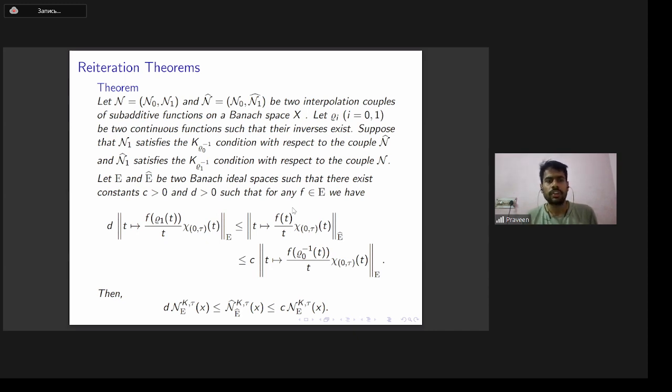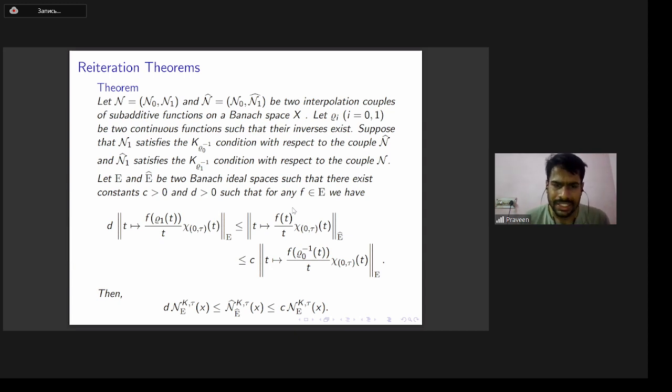So again, we are taking a pair of Banach spaces E and E hat which satisfy some kind of relation between their members: that for every f in E, there are constants C and D such that D times the E norm of t goes to f of rho 1 t upon t, and its restriction to (0, tau), is less than or equal to the E1 norm of the function t goes to f(t) upon tau, and its restriction to (0, tau), is less than or equal to C times the E norm of t goes to f of rho naught inverse t upon t, and its restriction to (0, tau).